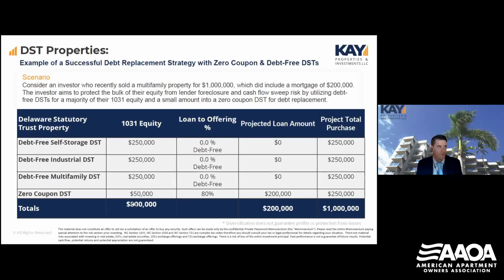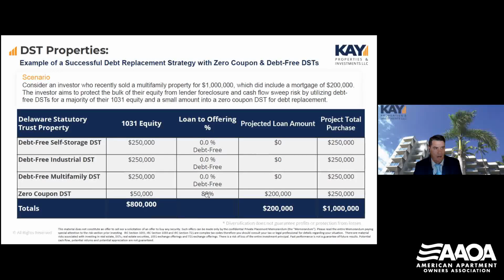So consider an investor who recently sold a multifamily property for $1 million, which did include a mortgage of $200,000. The investor aims to protect the bulk of their equity from lender foreclosure and cash flow sweep risk by utilizing debt-free DSTs for a majority of their 1031 equity and a small amount into a zero coupon DST for debt replacement. So coming back to our table, you see we've got 3 debt-free DSTs on the left and 1 zero coupon DST. We're looking at a $250,000 investment in the 3 debt-free DSTs with a $50,000 investment in the zero coupon DST.